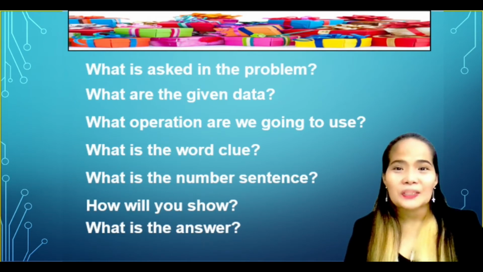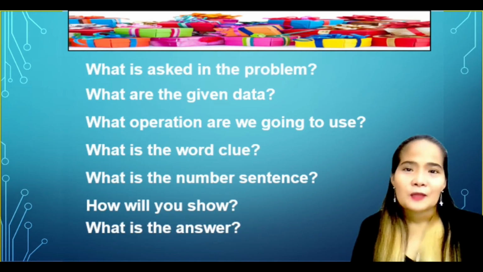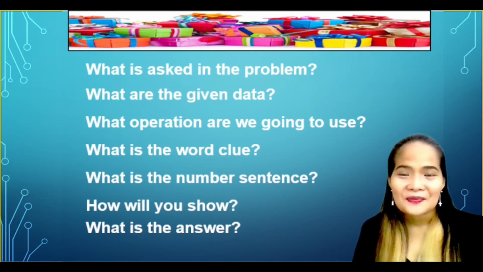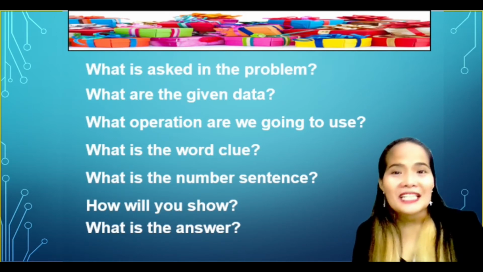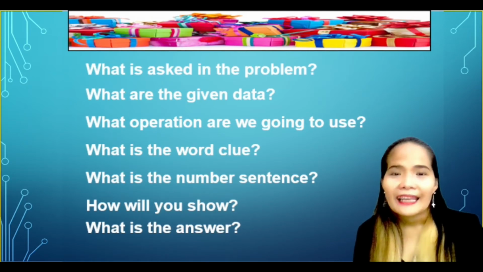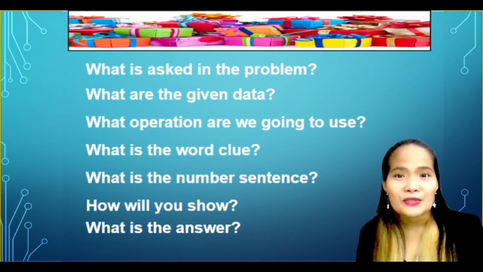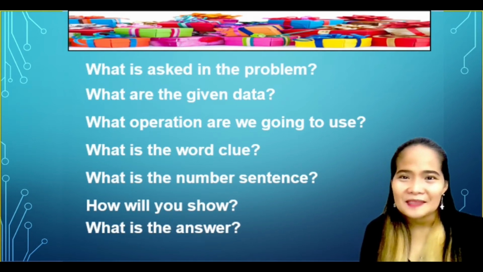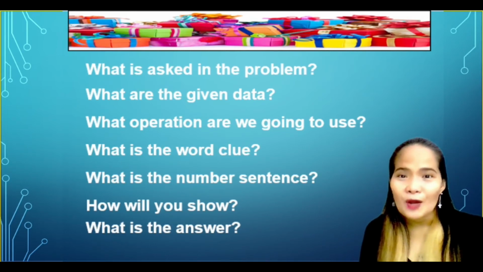So for us to answer the problem, first question is, what is asked in the problem? Pupil number 5? That is correct. The number of gifts that they should give to Kalayaan Elementary School. What are the given data? That's correct. The answer is 1/3 and 15. What operation are we going to use? Yes, pupil number 15. We will use multiplication to answer our problem.